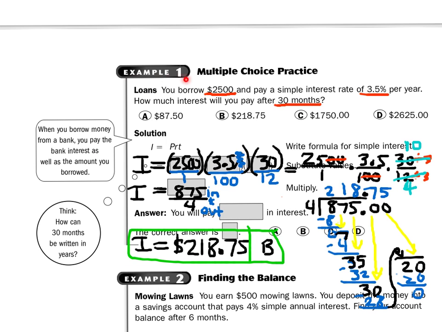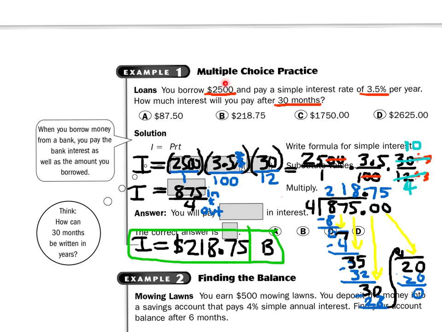Okay, so let's talk about example 1. Let's say we're taking out a loan. So we borrow $2,500 and pay a simple interest rate of 3.5% per year. How much interest will I pay after 30 months? So take a look here. I'm going to use the I-party. I equals P times R times T. So I'm going to plug stuff in.